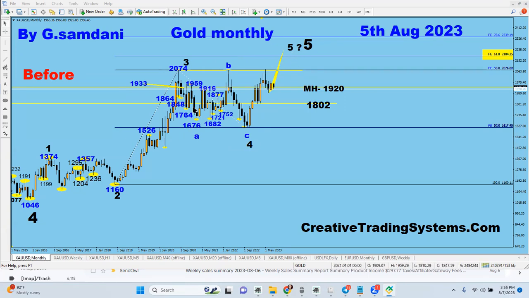Let's see. Usually the target for wave 5 is 61% of wave 3. I have that tool here, and 61% is coming to 2184. So that would be the ultimate target. But for now, the important thing is that we need to stay above 1920 and then go towards 2074, break that, and then go to the upside. So 1920 is the key number.